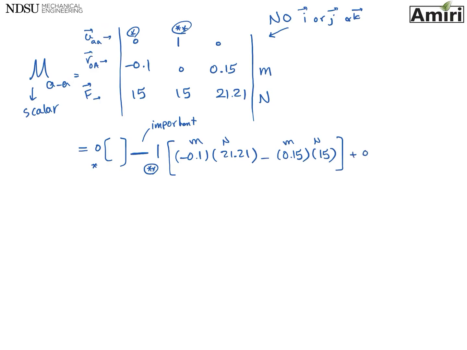And then the last one, which is 0, doesn't matter what goes in the rest. So if you do the math on this one, you should get 4.37 with the units of Newton meters for this problem.